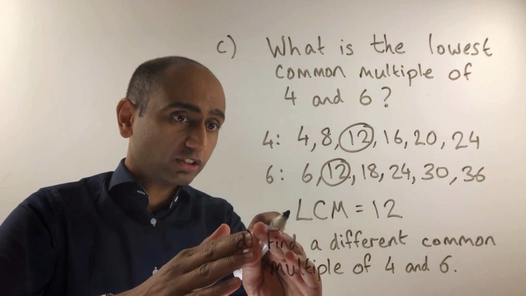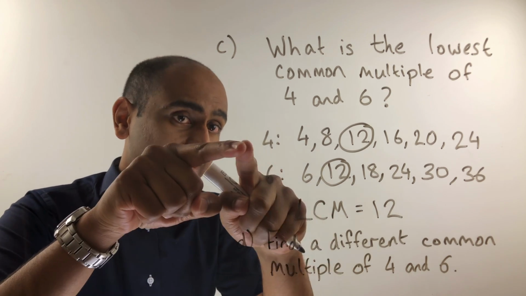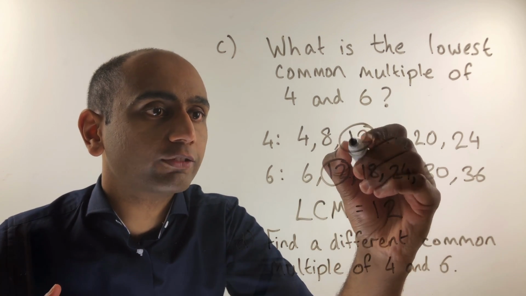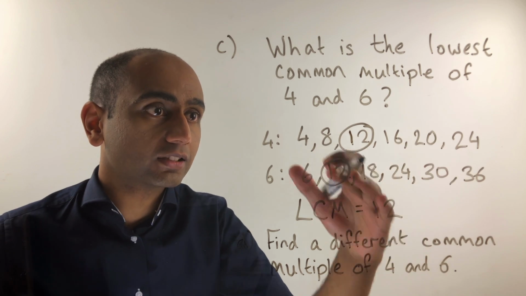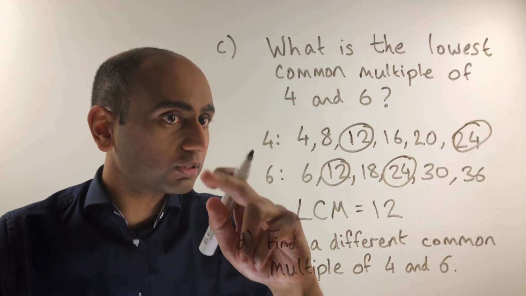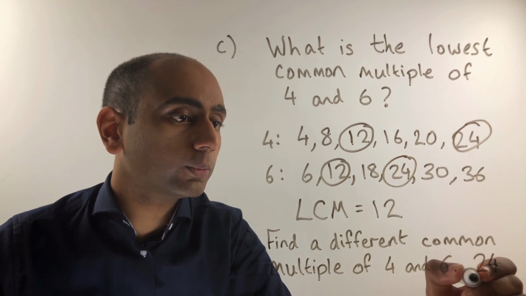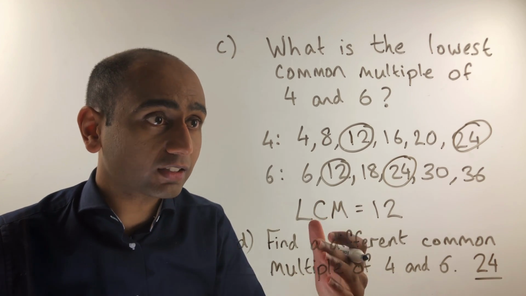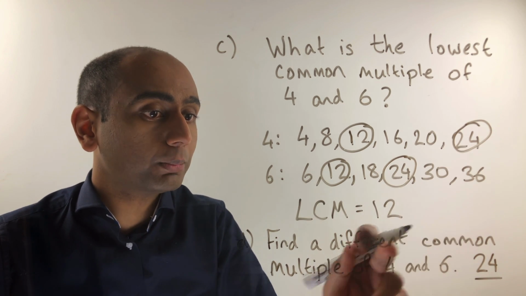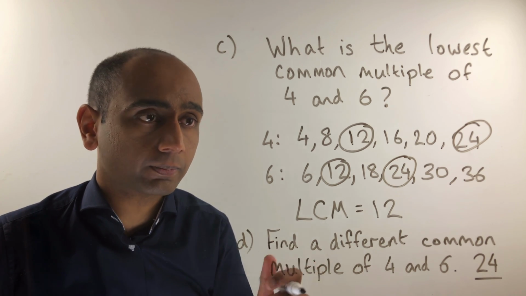In question D, we need to find a different common multiple of 4 and 6. So we're looking for a number that's in the 4 times table and the 6 times table, but isn't 12. It isn't one we've already found. And hopefully you can see that 24 is another common multiple. It's in the 4 times table and it's in the 6 times table. So the answer is 24. It's not the only answer. In fact, every single number in the 12 times table is also going to be a common multiple of 4 and 6. You might want to think about why that is the case.